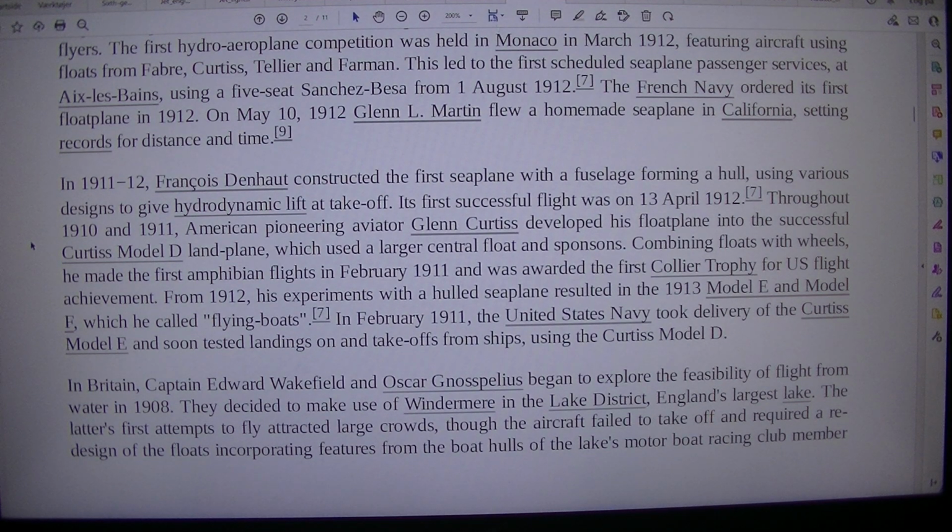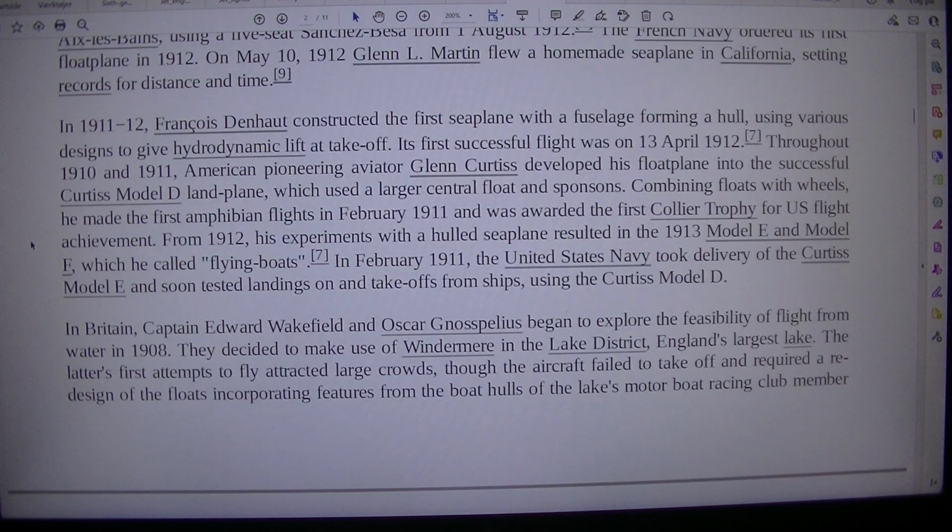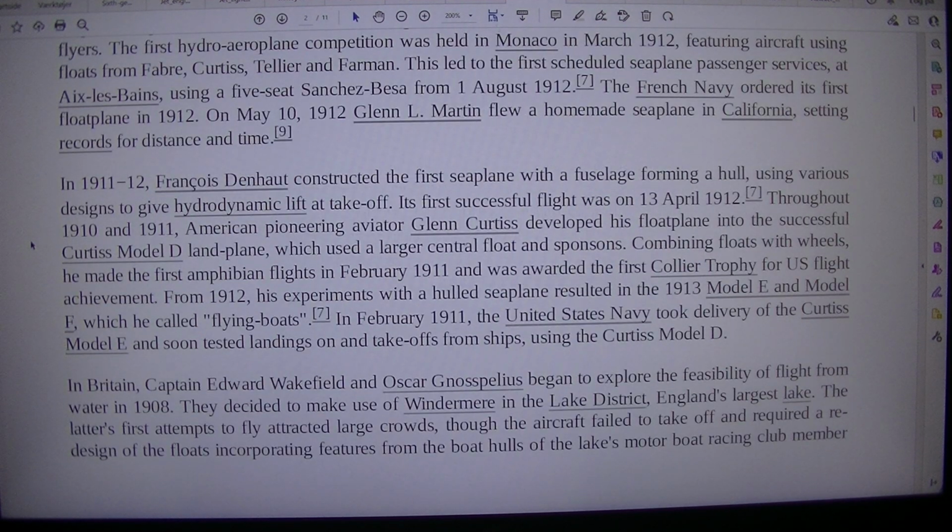Throughout 1910 and 1911, American pioneering aviator Glenn Curtiss developed his float plane into the successful Curtiss Model D land plane, which used a larger central float and sponsons. Combining floats with wheels, he made the first amphibian flights in February 1911 and was awarded the first Collier Trophy for U.S. flight achievement. From 1912, his experiments with a hulled seaplane resulted in the 1913 Model E and Model F, which he called Flying Boats.